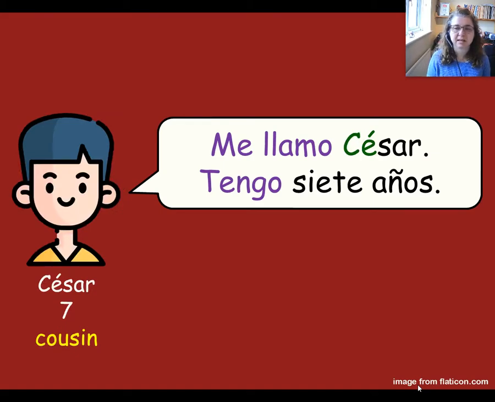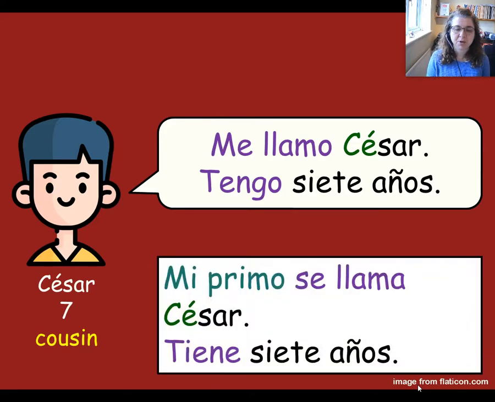And here is César again, and César is a cousin. So we need to say, my cousin is called César. He is 7 years old. How will we do that? Let's have a look. Mi primo se llama César. Tiene 7 años. So mi primo, because he's a boy, so he has to be primo. My cousin is called César. He is 7 years old.